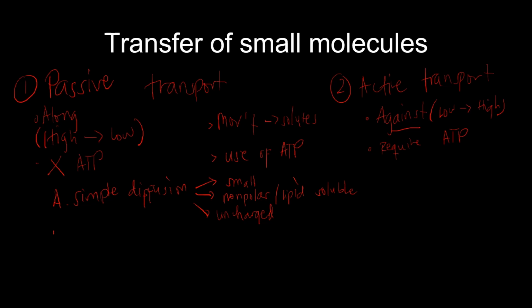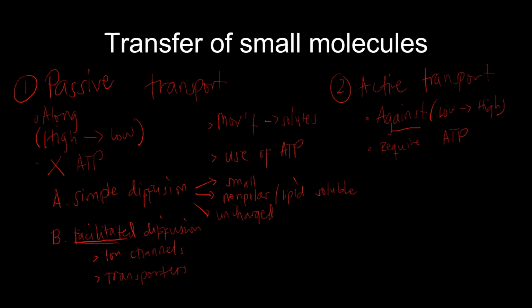Another transport mechanism under passive transport would be your facilitated diffusion. Now for facilitated diffusion, you have two other examples here. One would make use of ion channels and one would make use of transporters. Now, the key difference here between simple and facilitated is that when we say facilitated, it requires a protein in order to allow the diffusion of the substance.